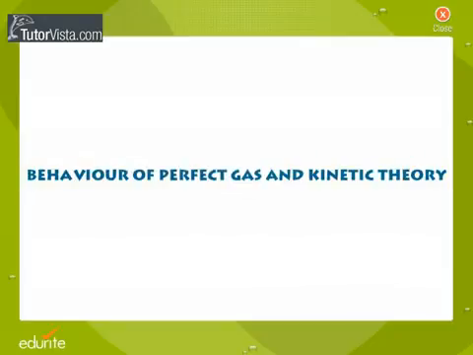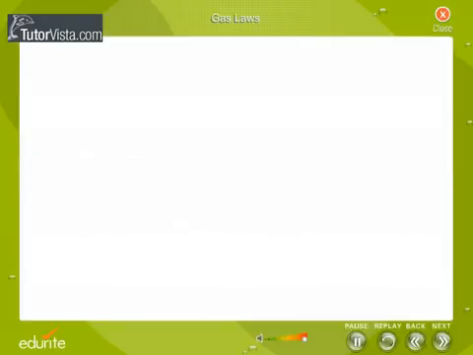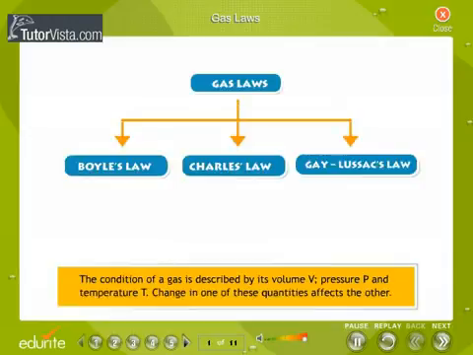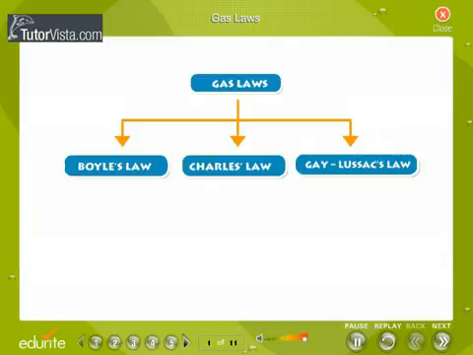Behavior of perfect gas and kinetic theory. Gas laws. The condition of a gas is described by its volume V, pressure P, and temperature T. Change in one of these quantities affects the other. This leads to three gas laws, namely Boyle's law, Charles' law, and Gay-Lussac's law.